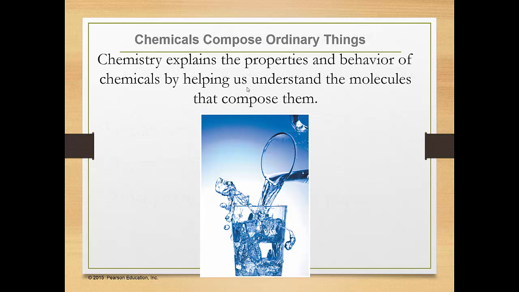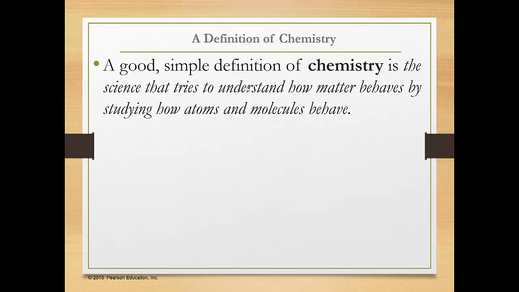So chemistry is going to help us explain the properties, behavior, and makeup of various chemicals by understanding the molecules, the little building blocks that everything is made up of. If we understand the building blocks, we can understand the larger character of something. Okay, so if we want to come down to a simple definition of chemistry, it's the science that tries to understand how matter behaves by studying how the atoms and molecules behave.